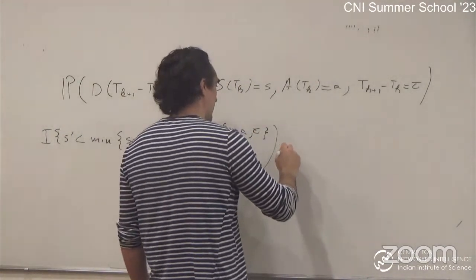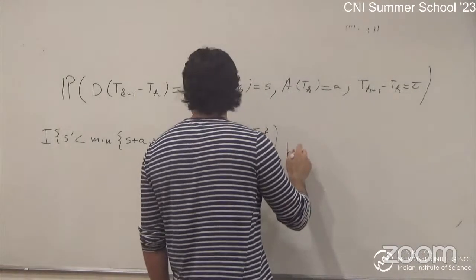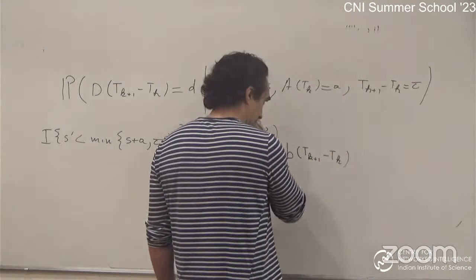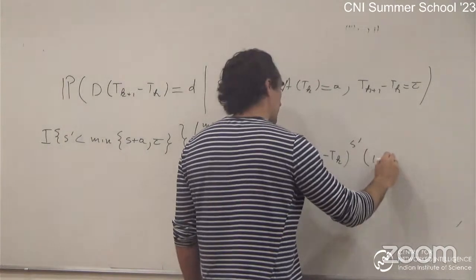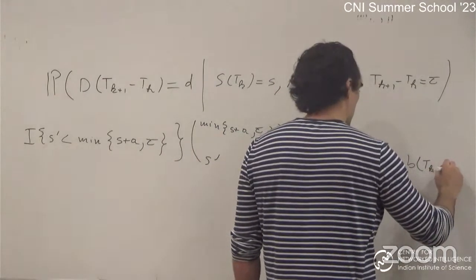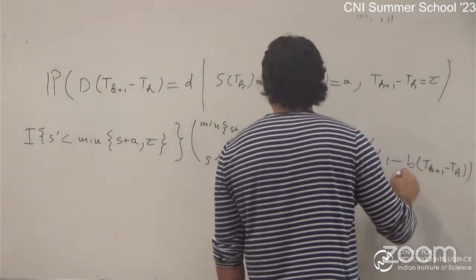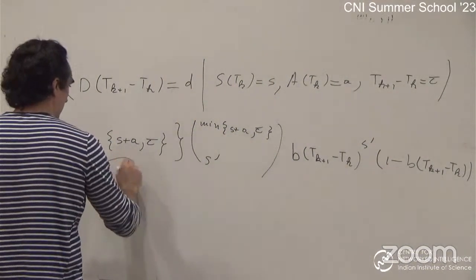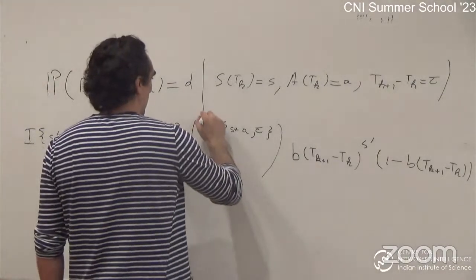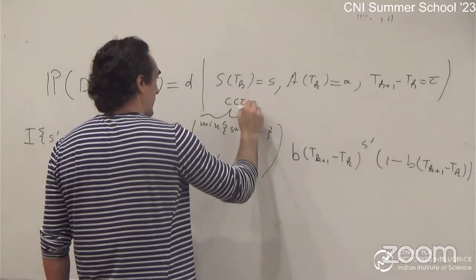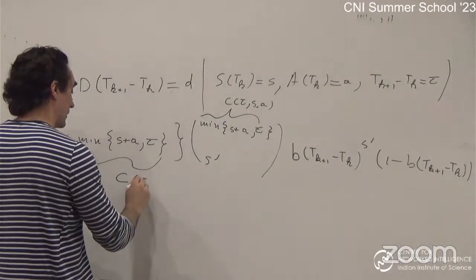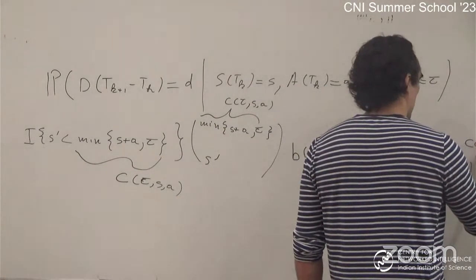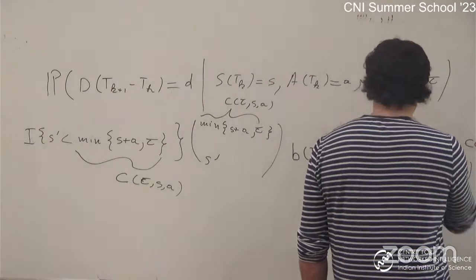So my service rate, which I call B, so we call it B of tk plus 1 minus tk, to the power of S prime, times 1 minus B of tk plus 1 minus tk, to the power of, oh, I will call this, I don't know, C, C of 2 S A, minus S prime.